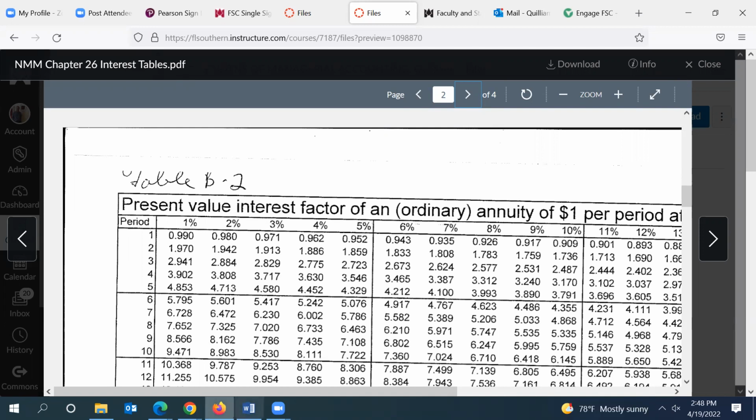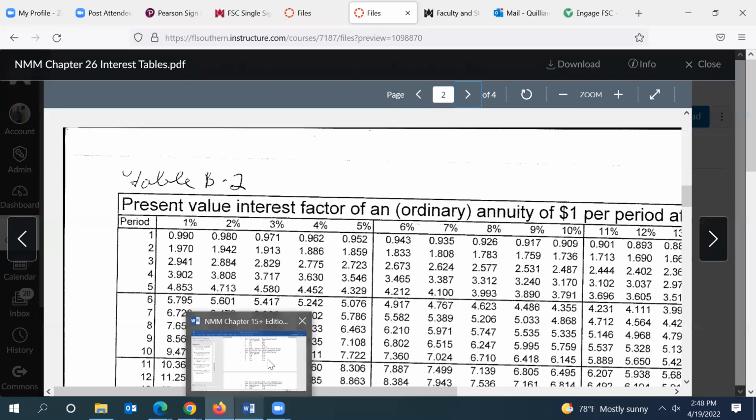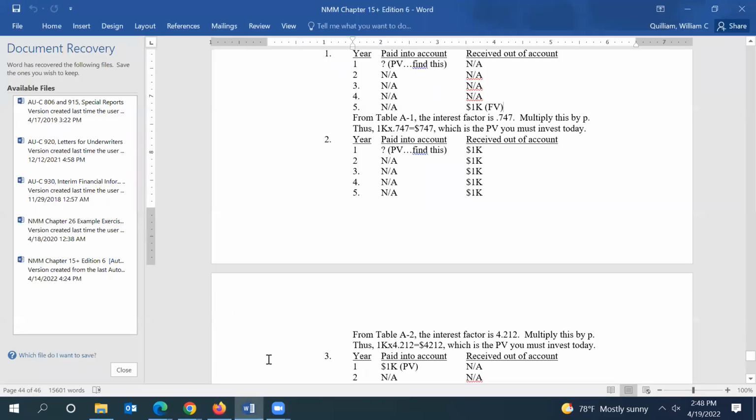So let's bring that back over here. As you can guess by now, this interest factor, we're going to multiply it by the principal, number of dollars in the principal. So $1,000 times 4.212 equals $4,212. That's the present value we must invest today.